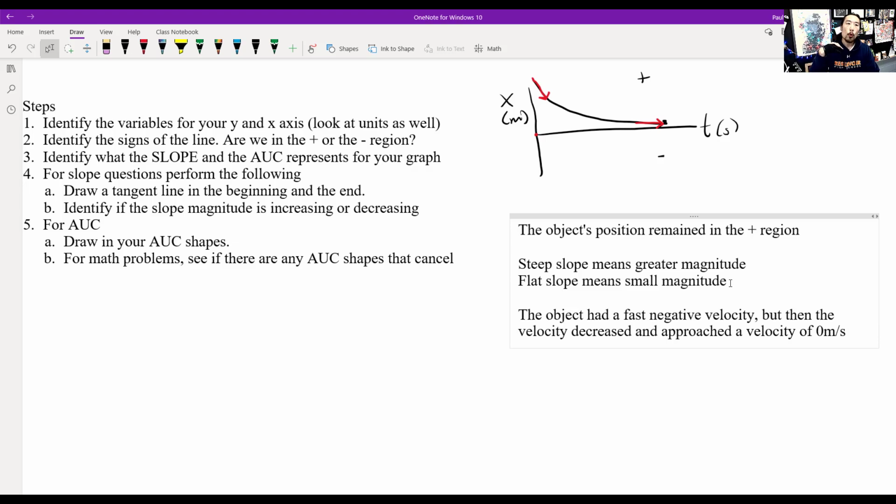And we know that because anything with a flat line or a flat slope represents 0. So there is no rise, right? There's a run, but there's no rise. And so we can say the object had a fast negative velocity, but then the velocity decreased and approached the velocity of 0. All right.